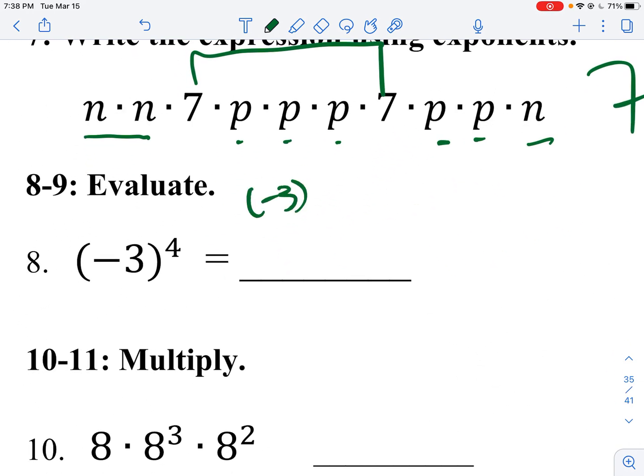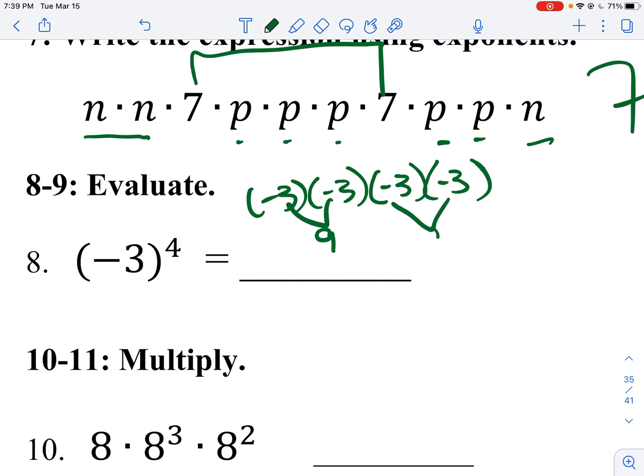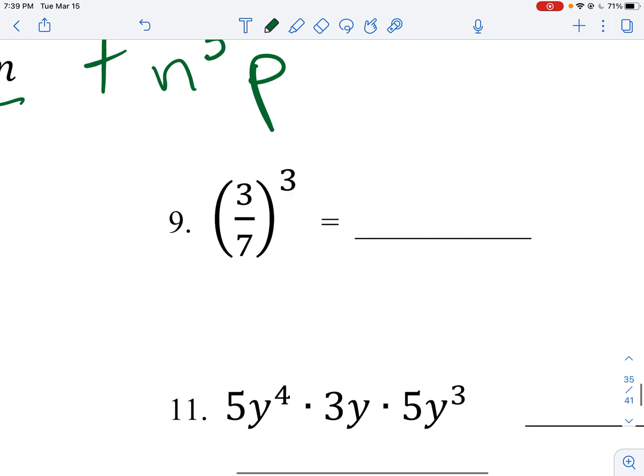Evaluate. So this is negative 3 times negative 3 times negative 3 times negative 3. This will get me 9. This will get me 9. 9 times 9 is 81.